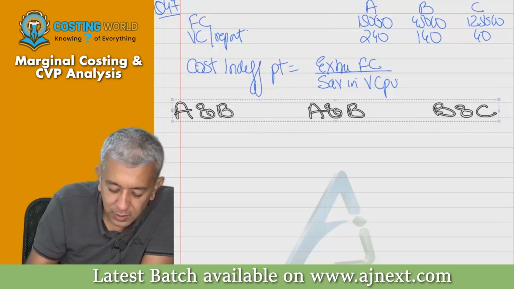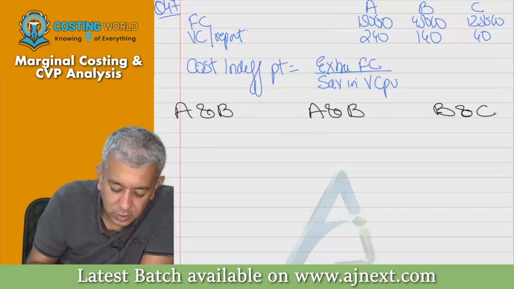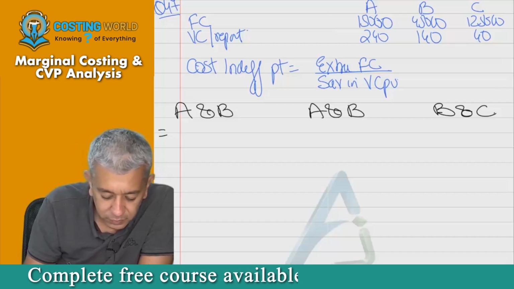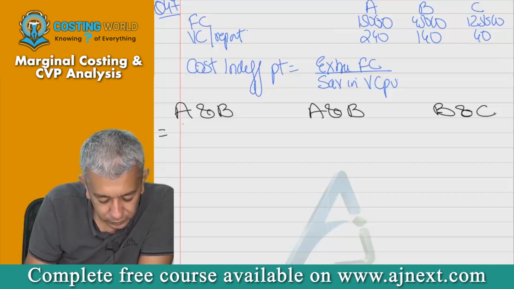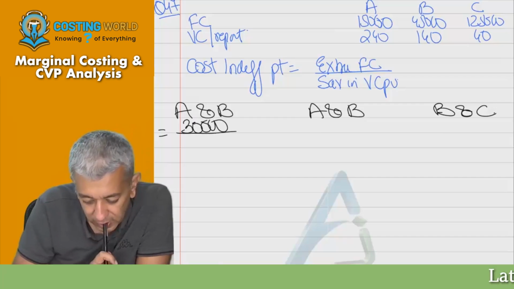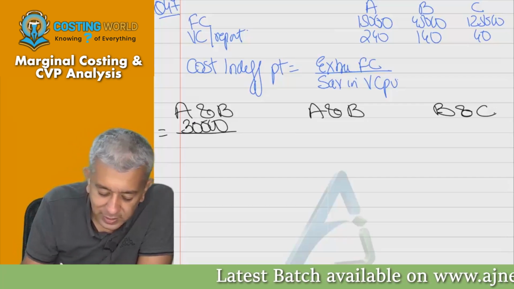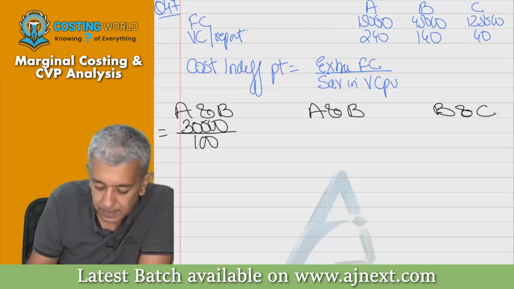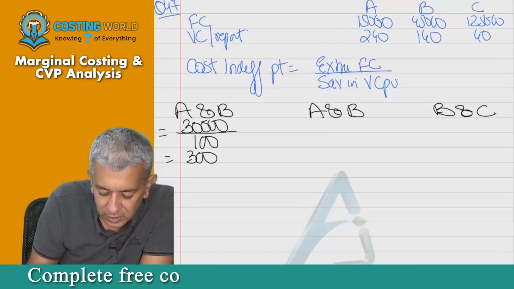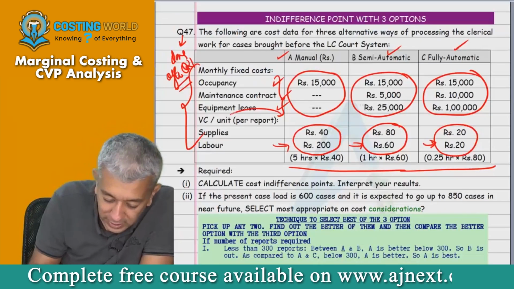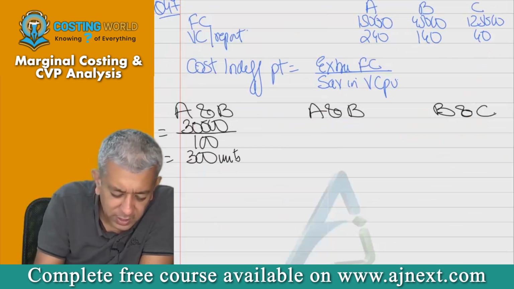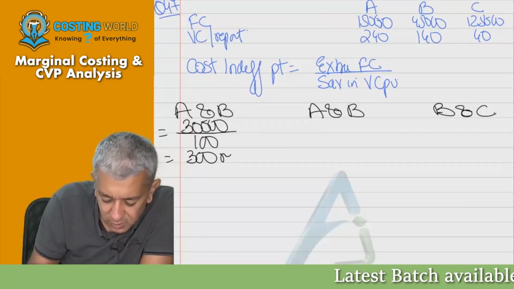For A and B, if I'm doing the calculations, you will tell me how much is the extra fixed cost between A and B? 30,000 divided by savings in variable cost. Can you say that is nothing but 100? Yes, the difference of this and this. So therefore this figure will be 300. I guess these are reports. Variable cost per unit, you can write per unit or you can write reports. It means the same thing.